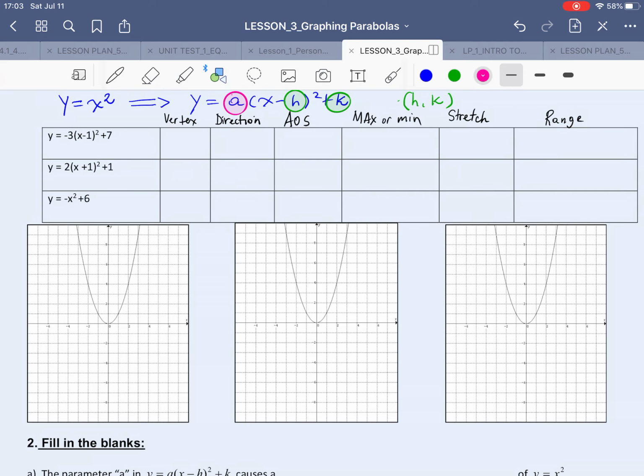Okay, so we're going to take a look at these three examples and describe all the features as indicated and graph them. So the first equation is y equals negative 3(x minus 1) squared plus 7. So we'll say that the coordinate h is 1 and k is 7. So we'll say (1, 7) is the coordinates of the vertex. In the next equation, your h value will be negative 1. The k value is positive 1.